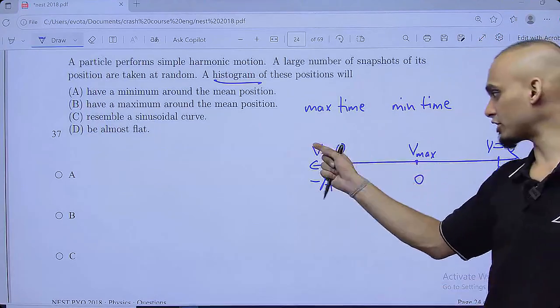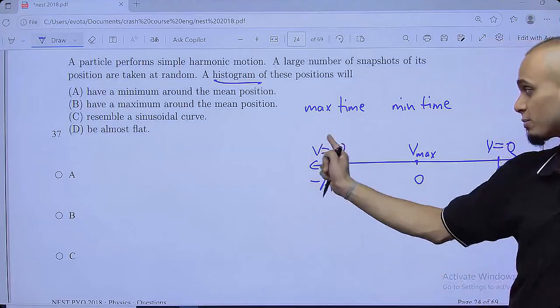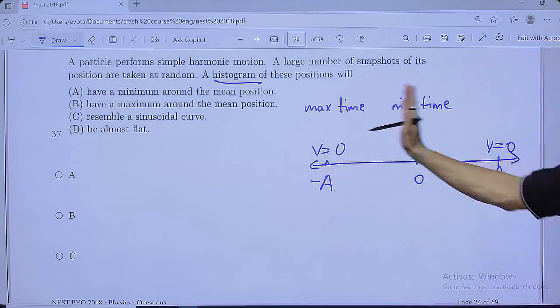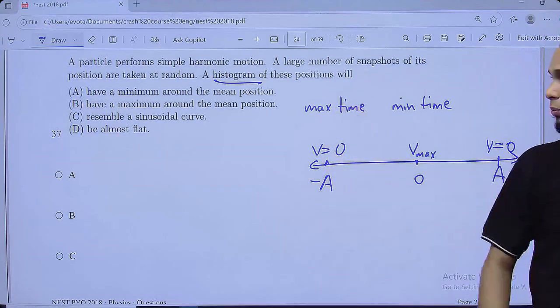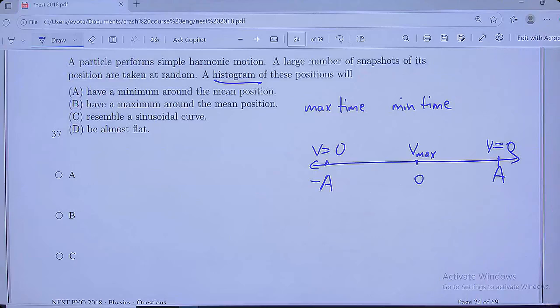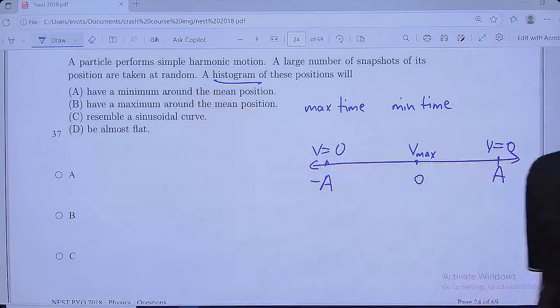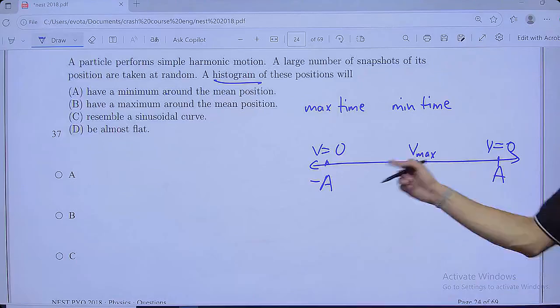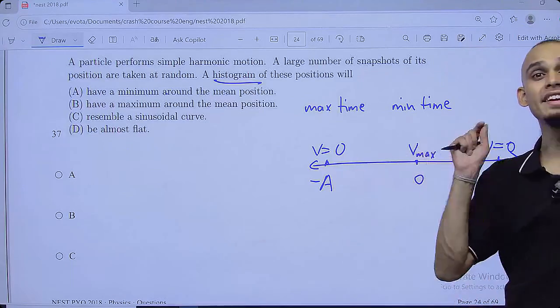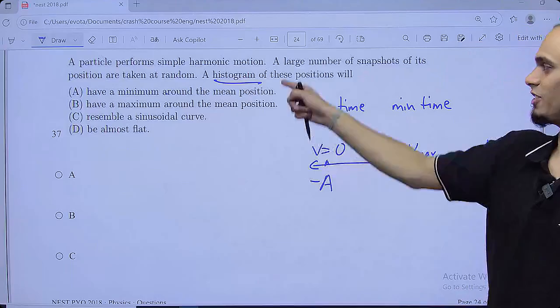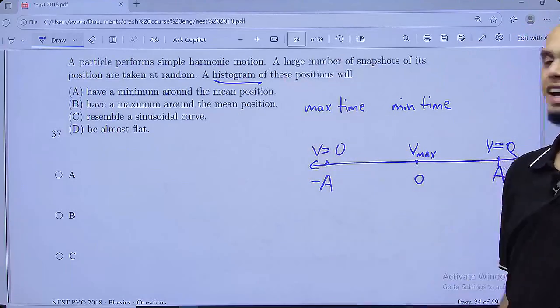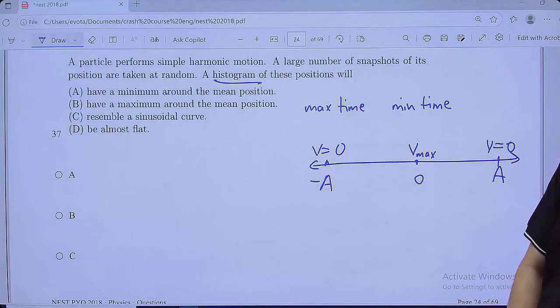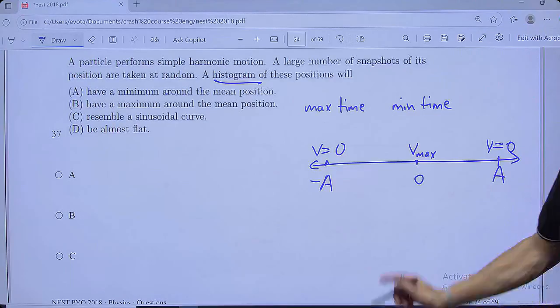And since the velocity attains zero value, the speed will be very, very slow around the maxima, and it will spend more time. So it will have a minima around the mean position. That is all that is asked: how much time does the particle spend, so that we will get many more photos of the particle at that position. Hence it will have a maxima around the extreme value and minima around the central value or the mean position.